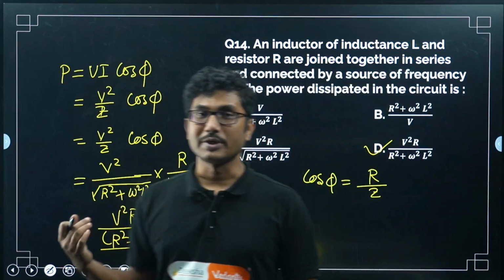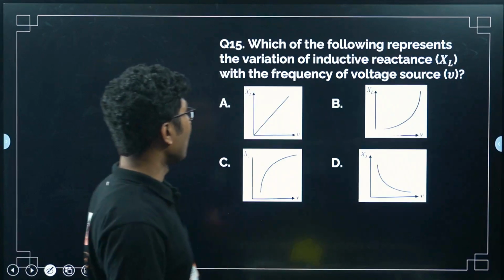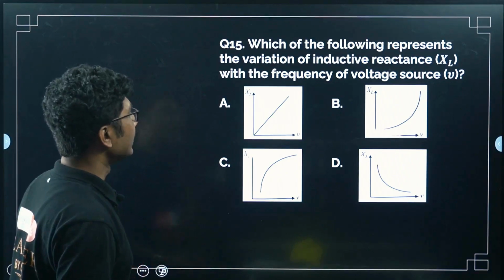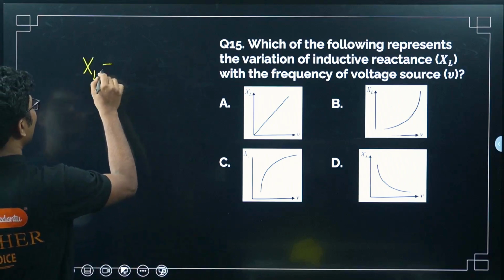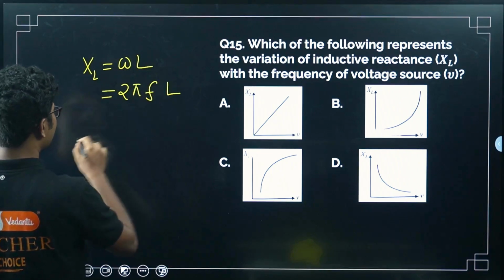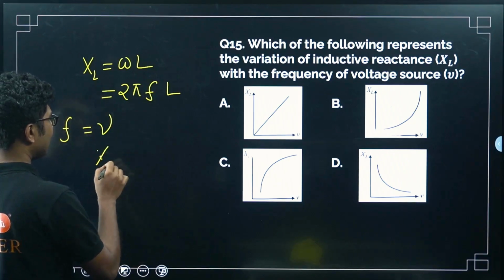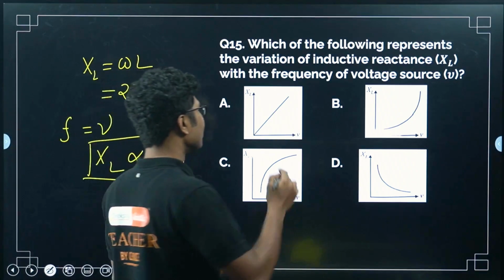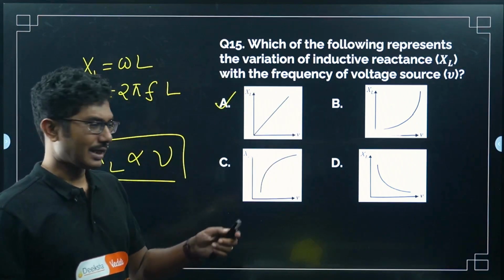In some cases the phase will be given and you can directly use this formula to calculate the power dissipated. Now, which of the following represents the variation of inductive reactance XL with the frequency of the source nu? We know that XL is omega L, or omega is 2 pi F, so 2 pi F L. In this case they have given F equal to nu, so XL is directly proportional to nu. As nu increases, XL will increase, so it will be a straight line relation. A linear equation means this one must be correct, right?